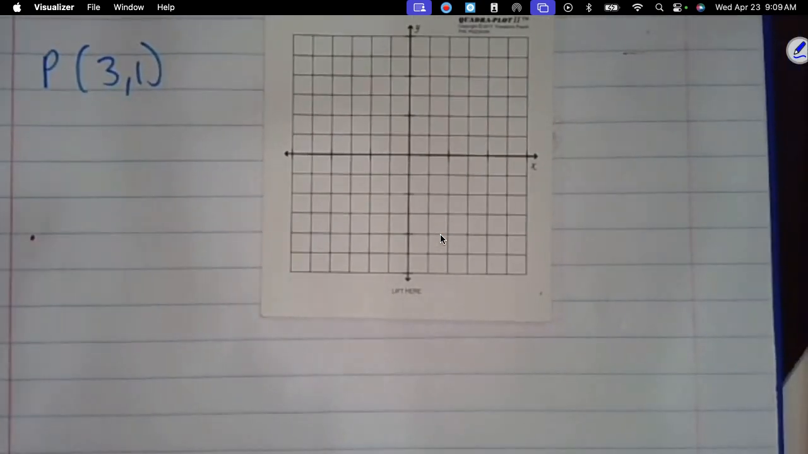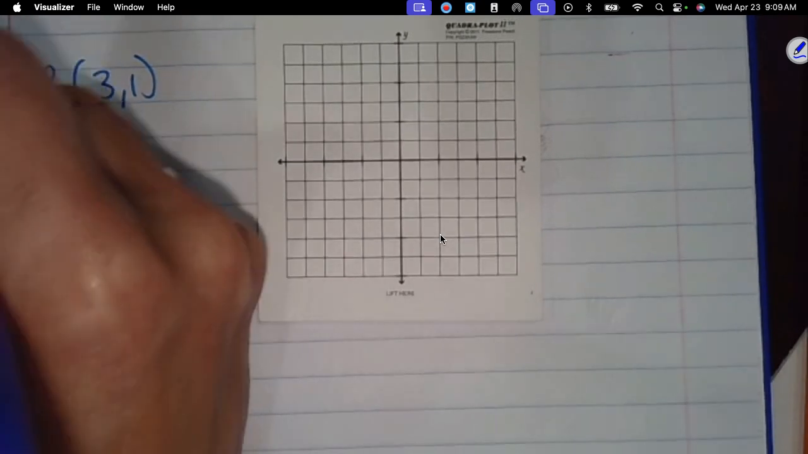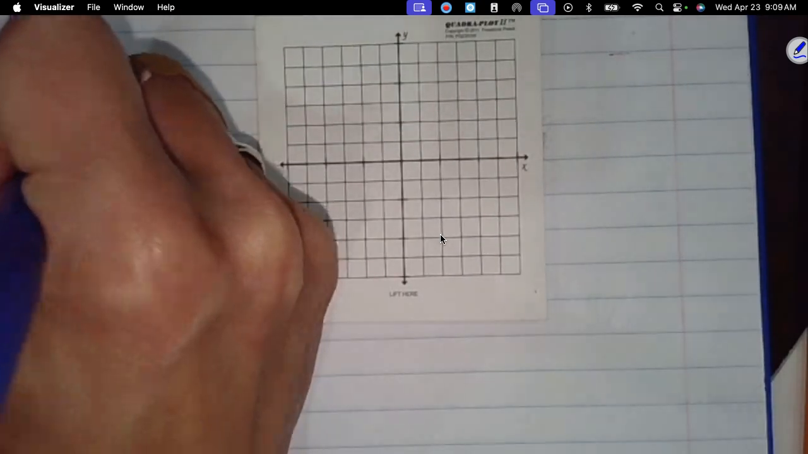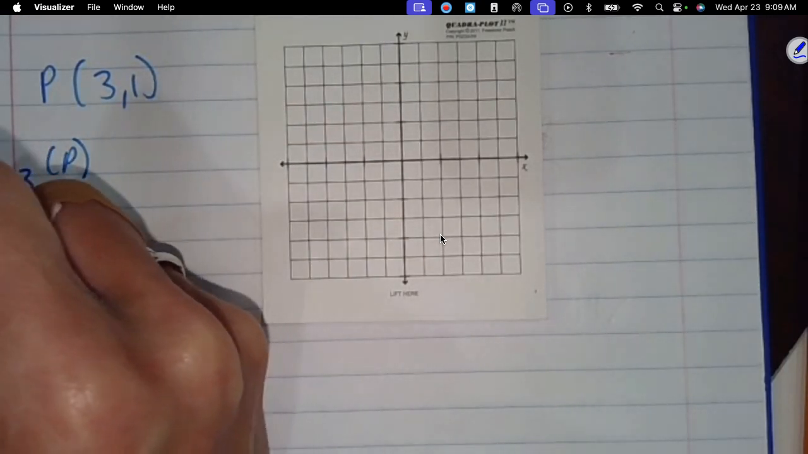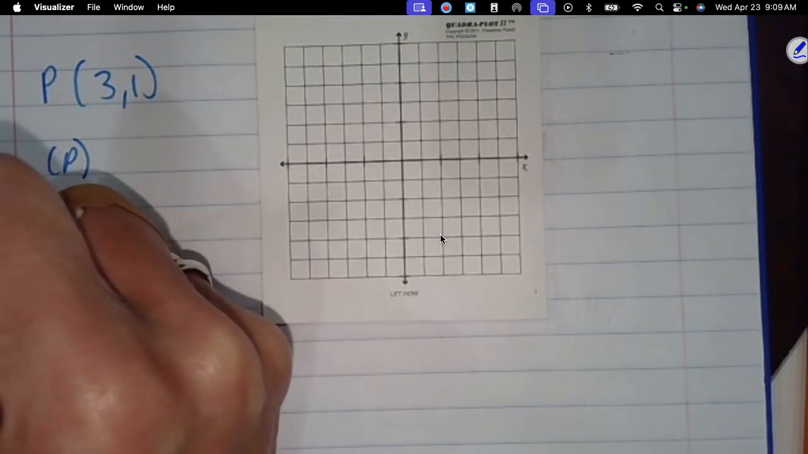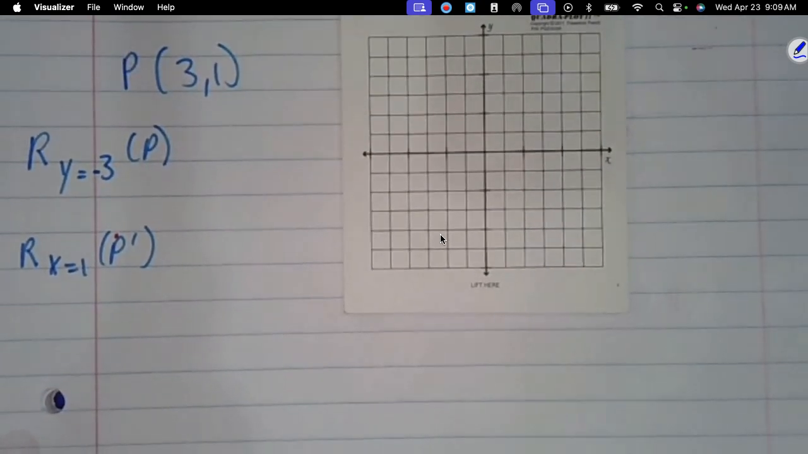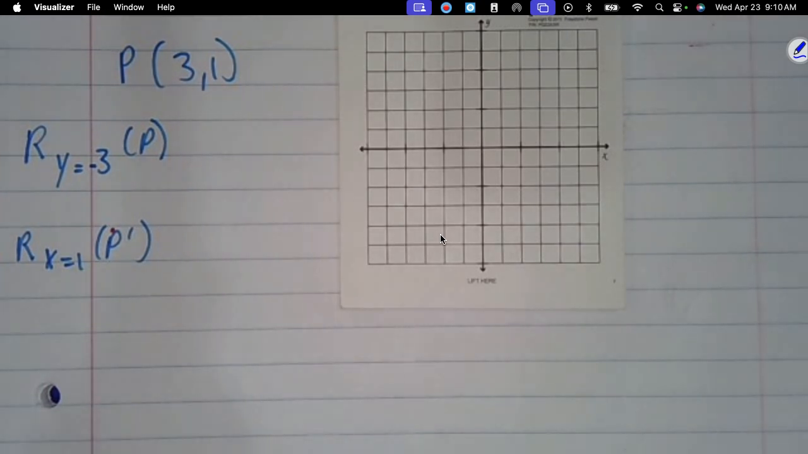I'm going to do one very similar. Oh, you can't see it. There you go. They want us to reflect it over y equals -3, and then they want us to reflect it over x equals 1, because that's our new point. We're going to call it P prime. Okay, so let me just, what in the world, looks like a little foreign language. Don't freak out. All right, how about we start with plotting point P. So I'm going to go over 3 and up 1, and I'm going to call that P.